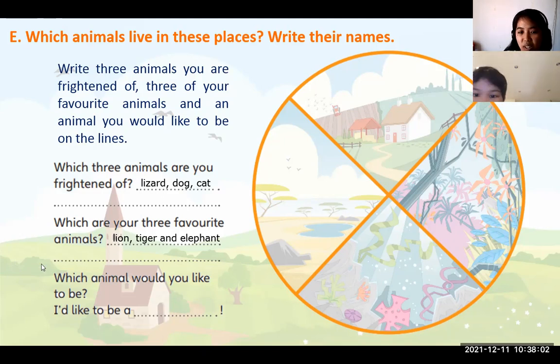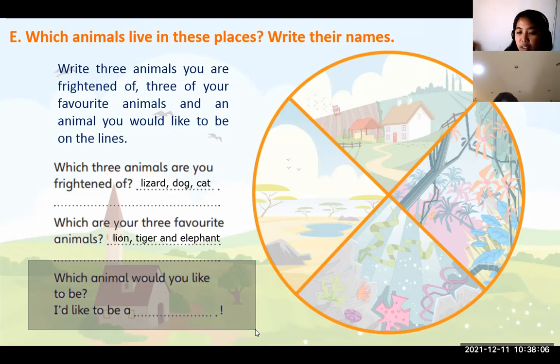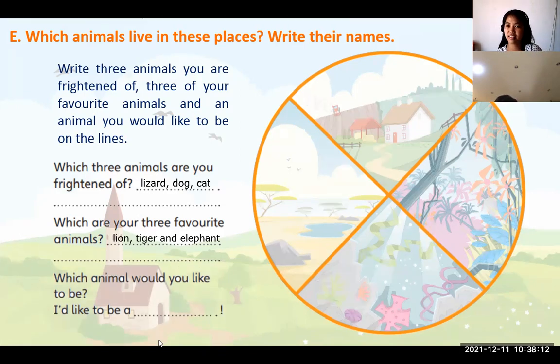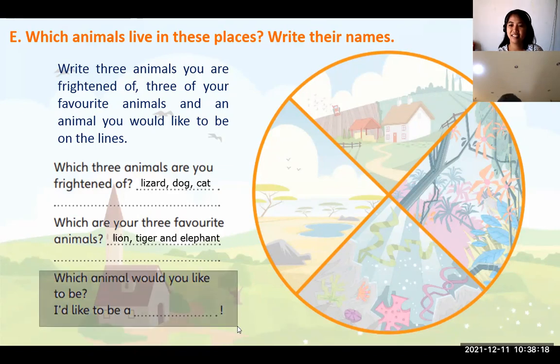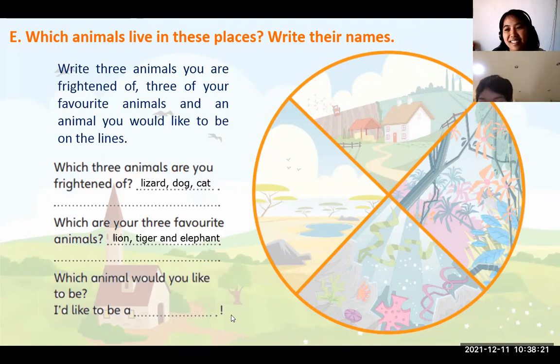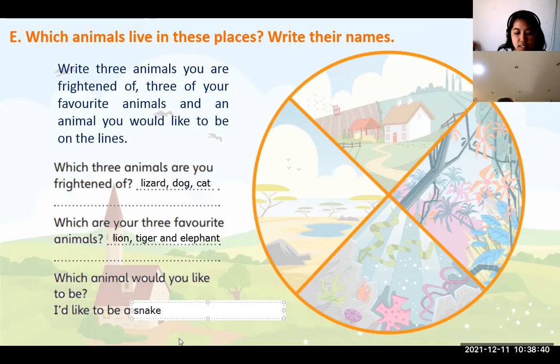Ah, yes. Okay, so here, which animal would you like to be? A snake? I thought you were afraid of snake. Yeah, but I want to be a snake so I can bite, I can save you. Oh, from an animal. Okay, so you'd like to be a snake. What other animal would you like to be aside from snake? A lion. Okay. What else? An elephant. Oh, that's too big.